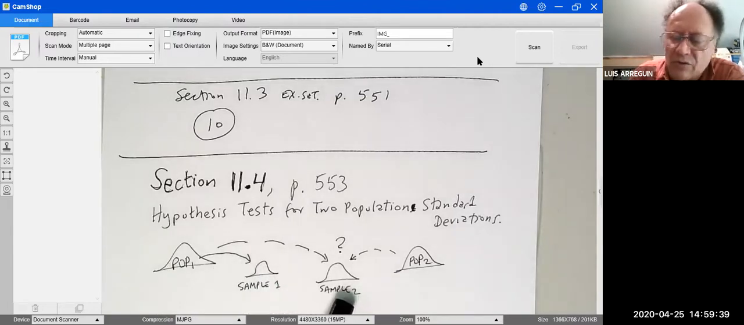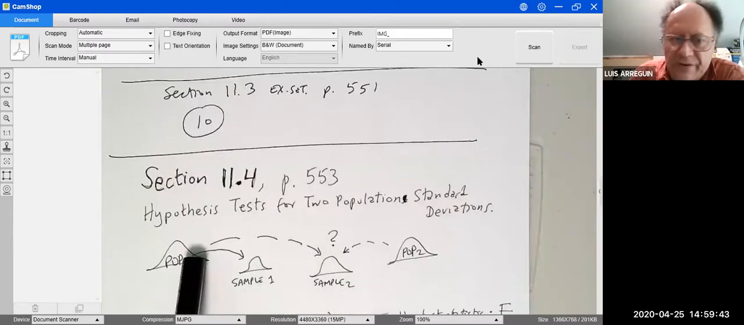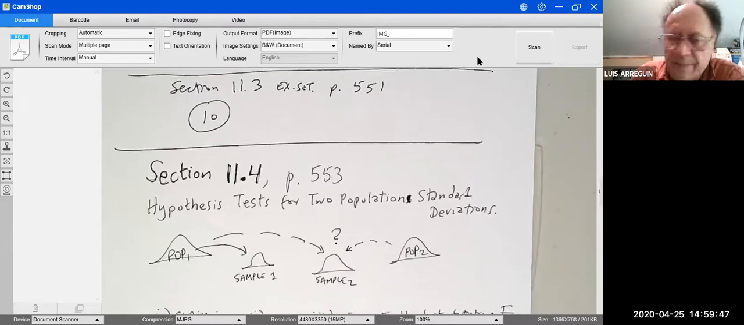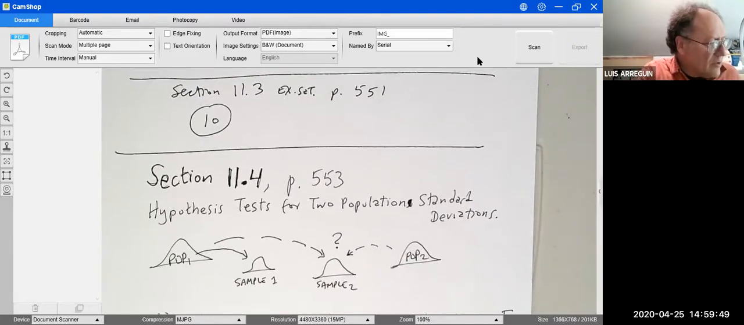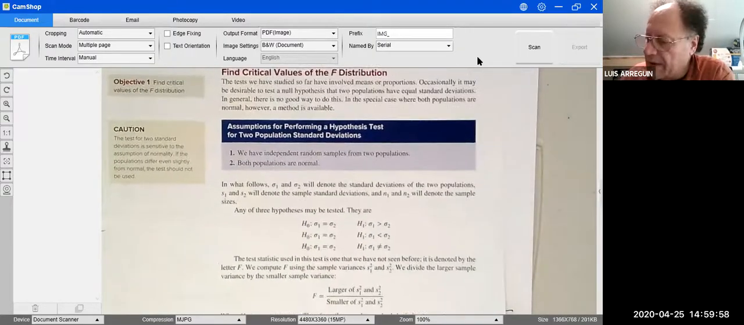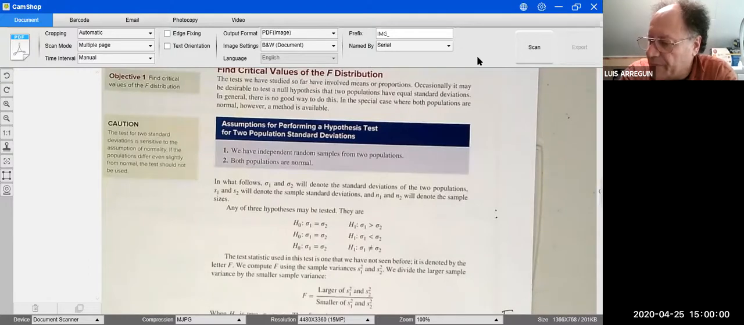And now I want to know whether this sample, in terms of standard deviation, belongs to the first population or maybe belongs to a different population. So to do that, we're going to use a new hypothesis test. But first, to be able to use the methodology, we need to comply. We need the problem to satisfy two assumptions in this case.